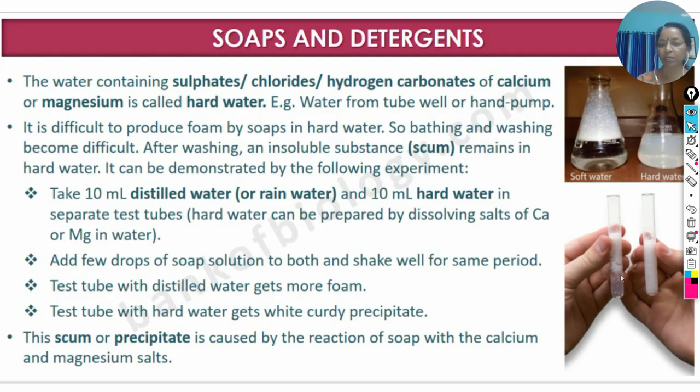Now, why? Because the soap molecules in the hard water react with the calcium and magnesium salts present in the hard water and form the precipitate or scum. So soap will not form lather in hard water, because it reacts with the calcium and magnesium salts to form a precipitate. The scum is caused by the reaction of soap with the calcium and magnesium salts. So how can we overcome this?